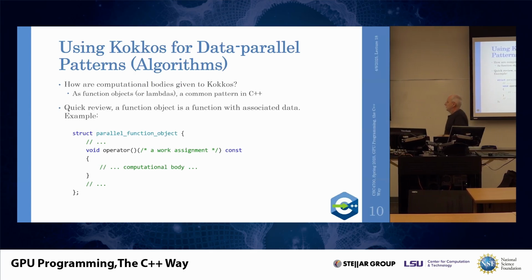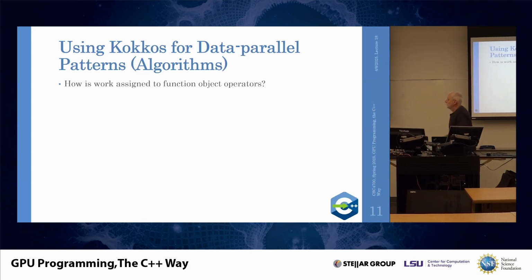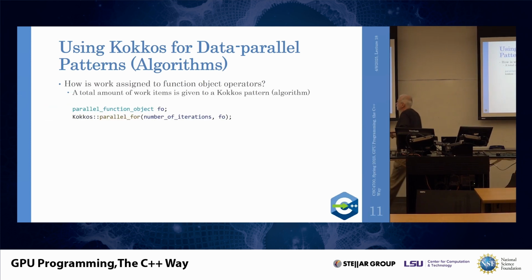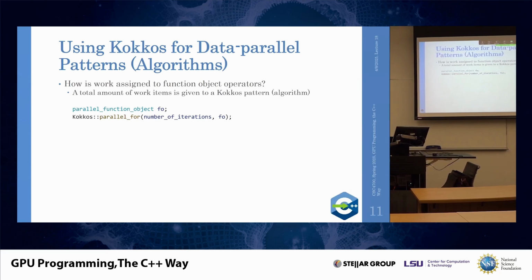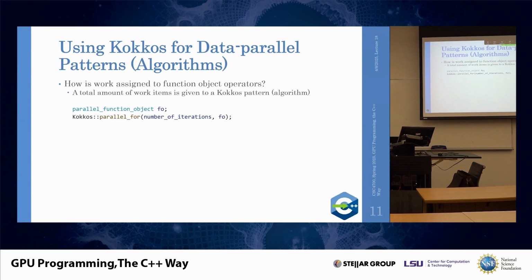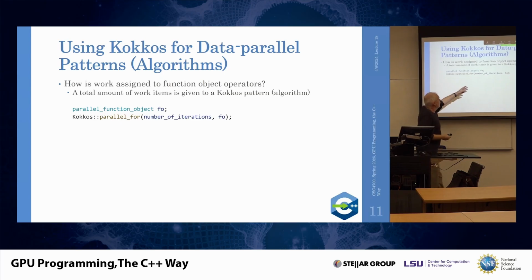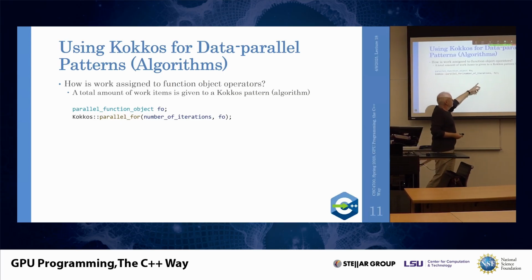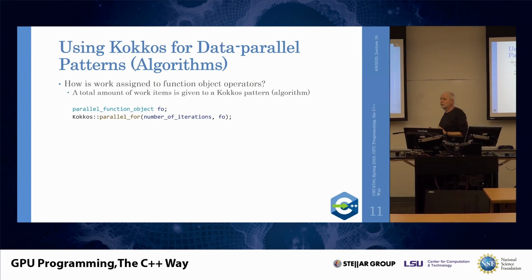I have talked about that before, just to remind you. So how do we assign the work to that function operators? How do we do that? Well, we define that function object, create an instance of that function object, and then we call parallel for. In the simplest case, just with a number of iterations, and that parallel for will invoke the operator of that function object num of iteration times, somehow mapped onto the computational resources.